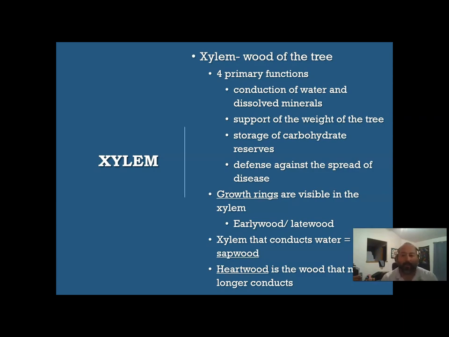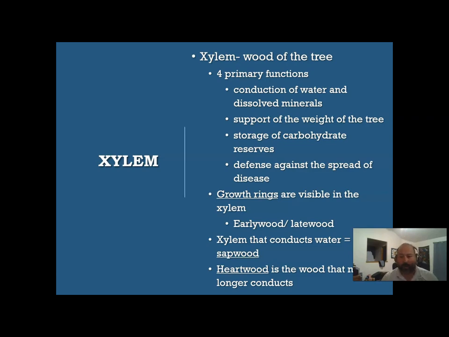So it's got four primary functions. It's going to conduct water and dissolved minerals. It's going to support the weight of the tree. It's going to be a storage unit for carbohydrate reserves. And it's also going to provide us defense against the spread of disease. So that's four really awesome functions that xylem does.